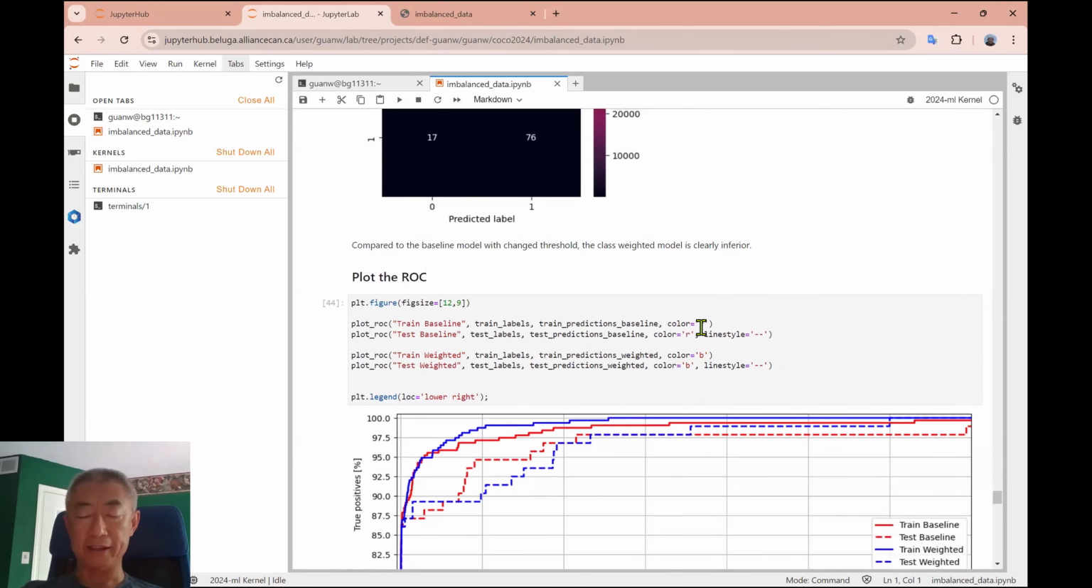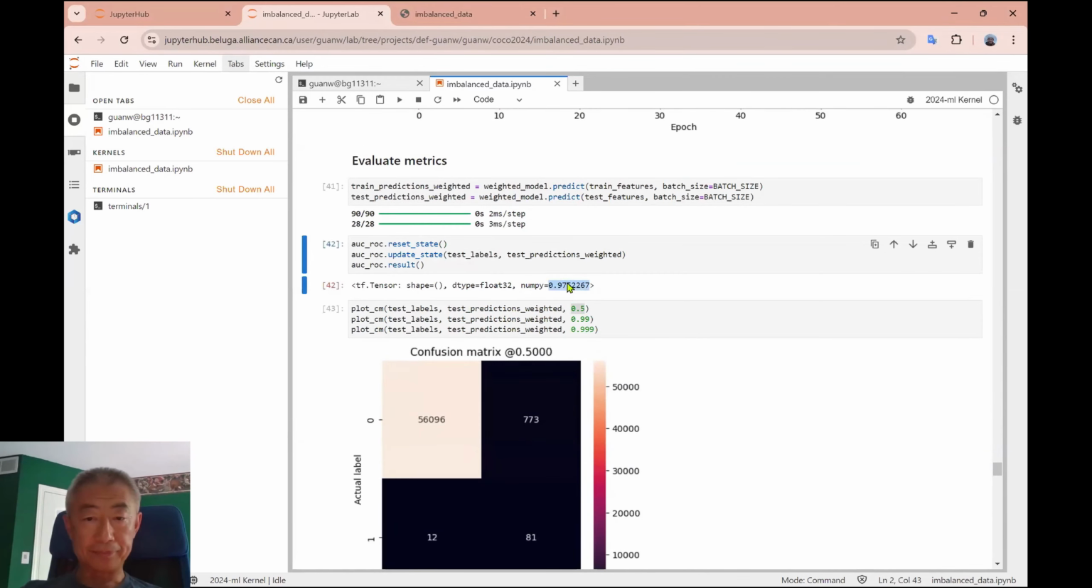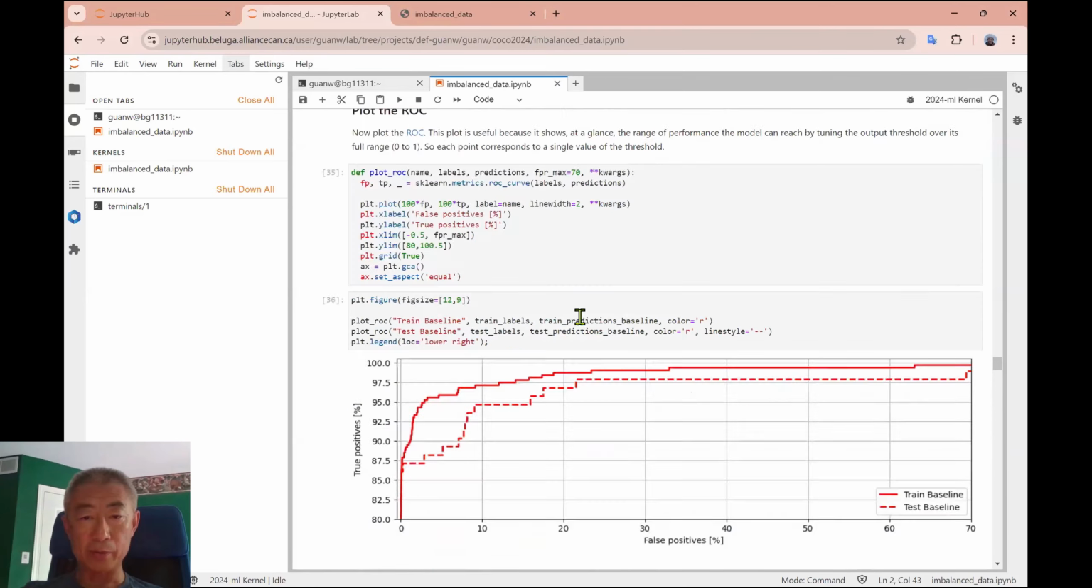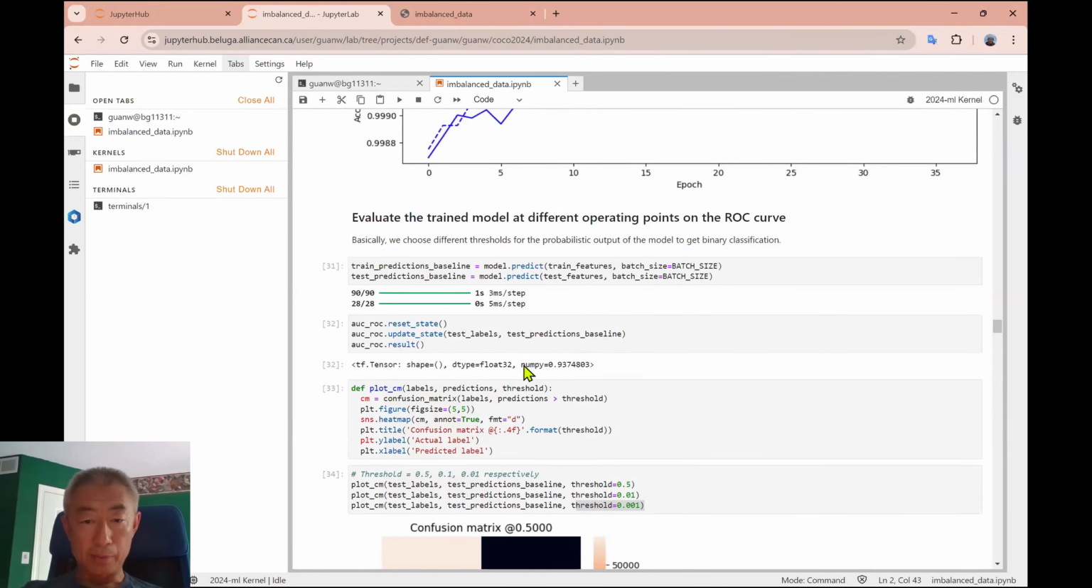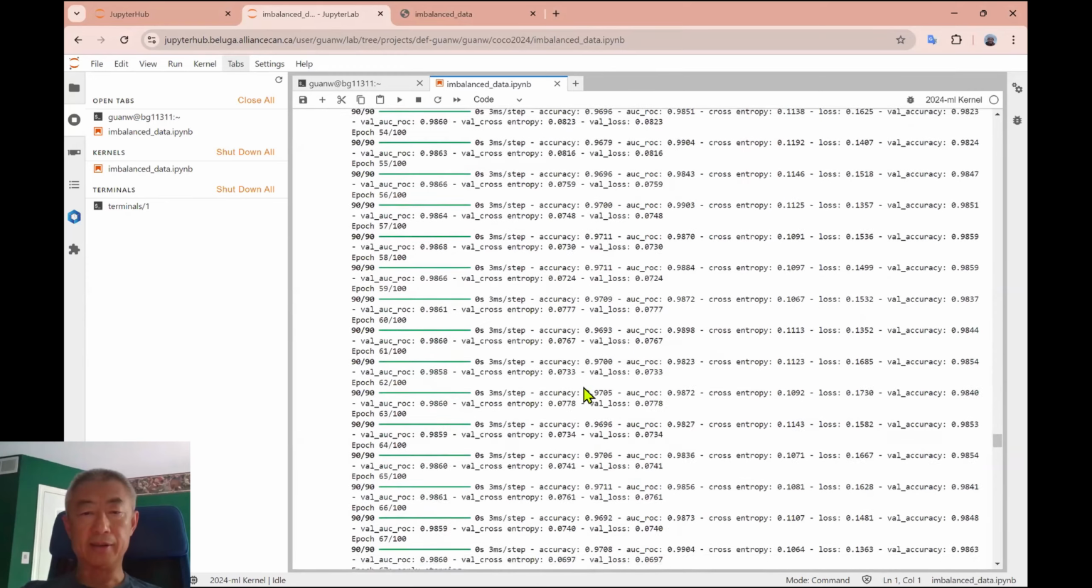That's what I interpreted. You can also interpret it based on this value, which is the AUC of the ROC curve evaluated on the test data using the weighted model, and for the previous one I used the baseline. So this one is 70, no, sorry, 0.97. Let's check what the previous one got. The previous one got 0.937. So that's a big improvement in terms of AUC.